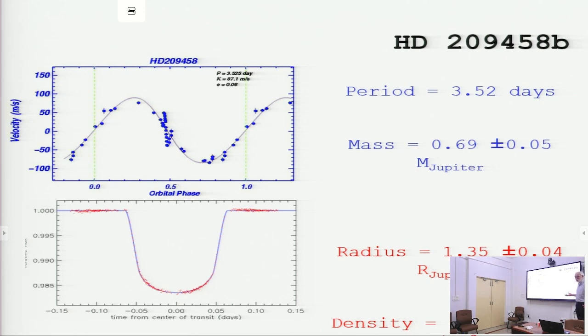And the density gives you some idea of what it's made of. This is basically a ball of hydrogen. But that's all you can get without doing spectroscopy. That's as much as you'll ever know unless you take a spectrum of the planet. So the problem then is, how do you do that?